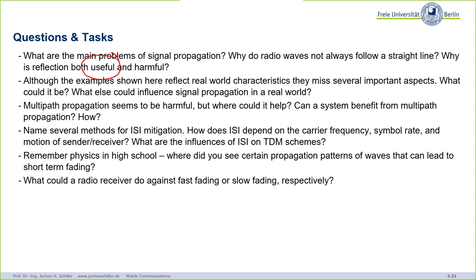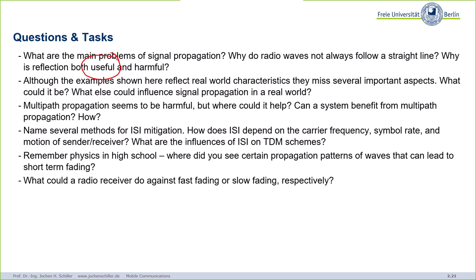But then reflection also has a big problem. Why could you think of, okay, reflection, and this is exactly also the next question, we have some problems here in addition when we have these reflections. Yes, exactly. Reflections create multipath reception, because maybe you have the direct line of sight. Line of sight always has the shortest delay. But then you also have the reflected signals. And then we are exactly at the multipath propagation scheme.